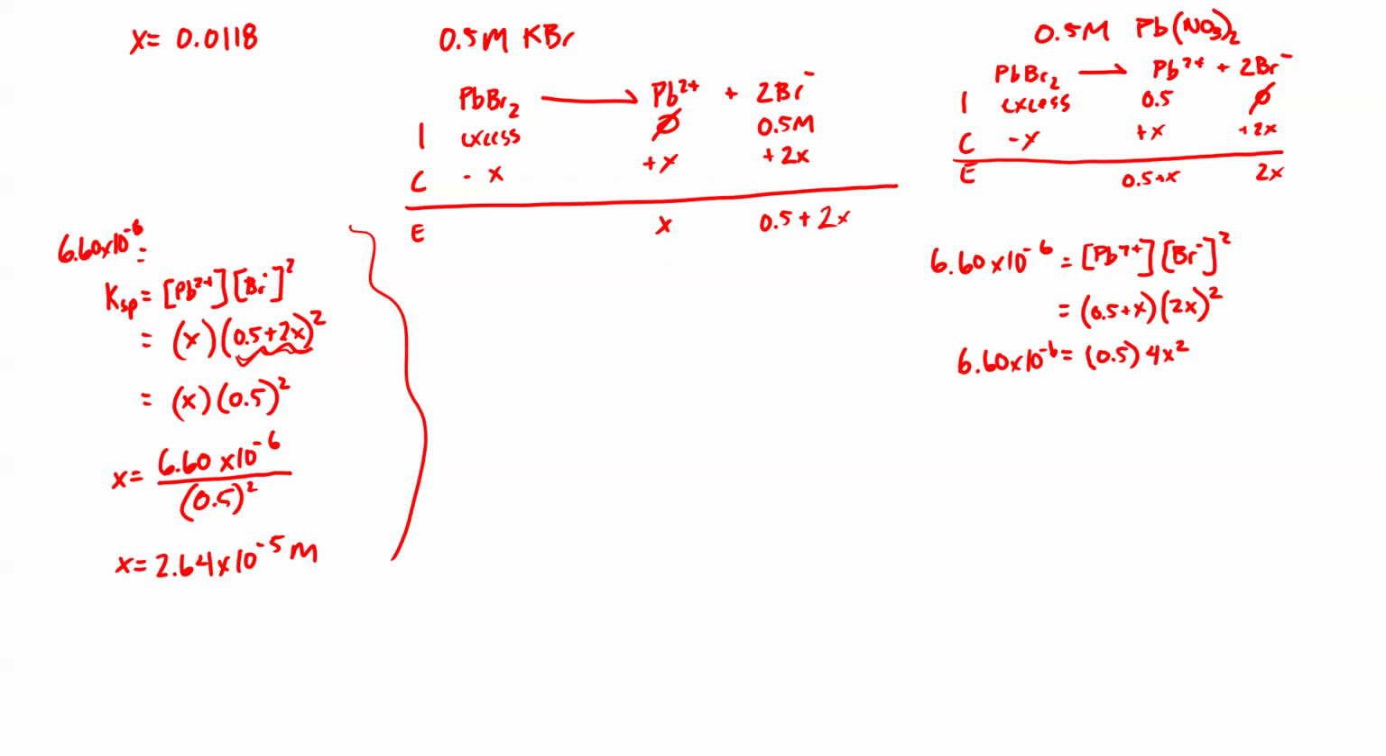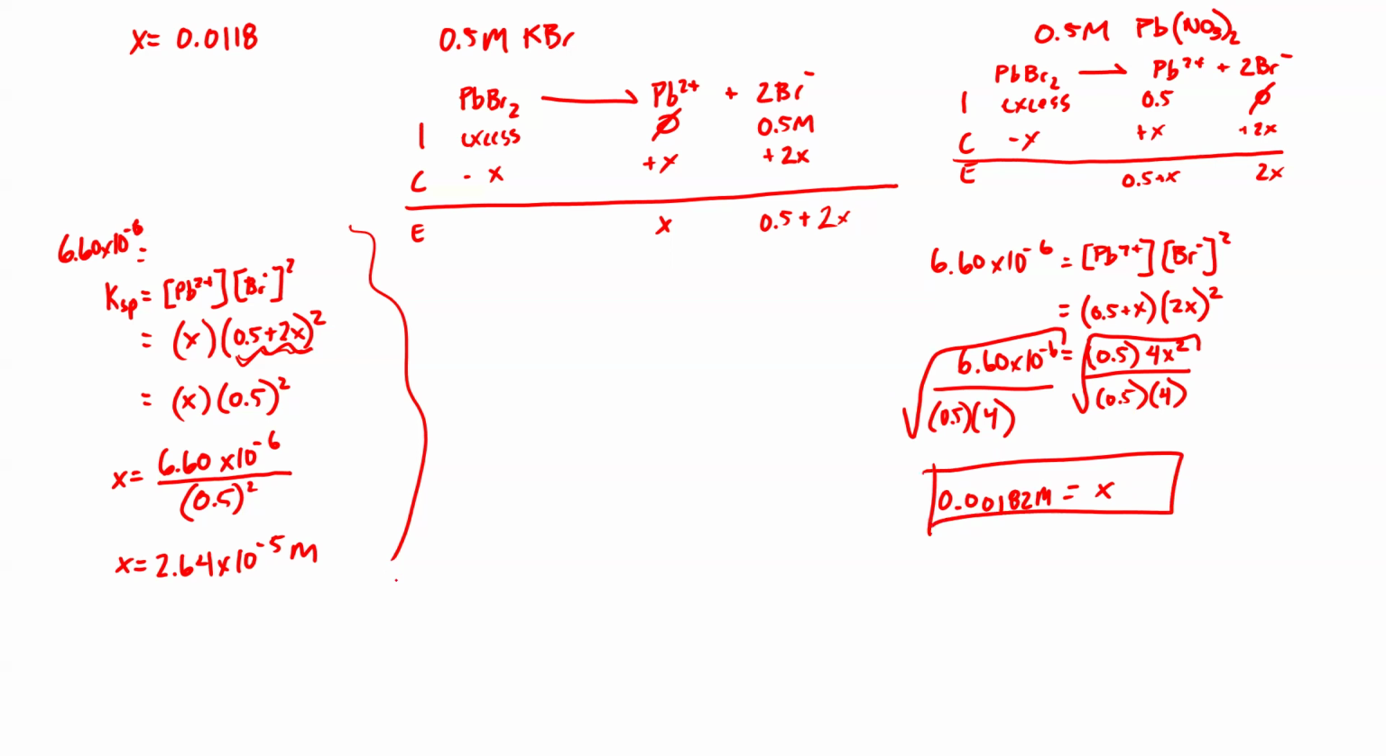And when we divide this by 0.5 times 4, we're effectively dividing by 2, and taking the square root of this side and the square root of this side, that's going to ultimately give us x is equal to 0.00182 molar.